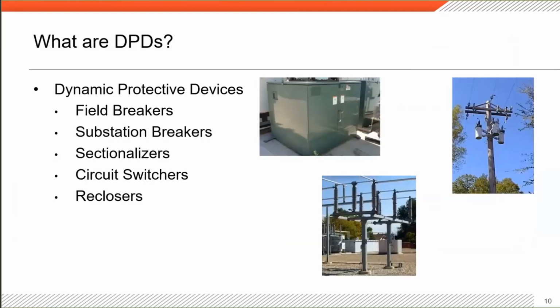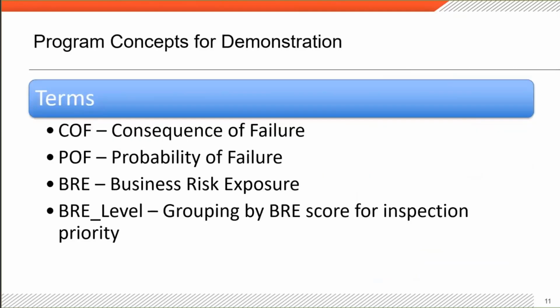So what are DPDs? In our example, dynamic protective devices include field breakers, substation breakers, reclosers, sectionalizers, and circuit switchers. In the demonstration, we'll be talking about some variables that are necessary to calculate the business risk exposure for each individual device. Those variables are the COF, or consequence of failure, which quantifies the impact of the failure of the device. The COF typically looks at the network downstream from the device to determine the impact of failure.